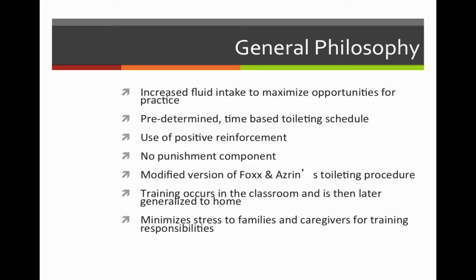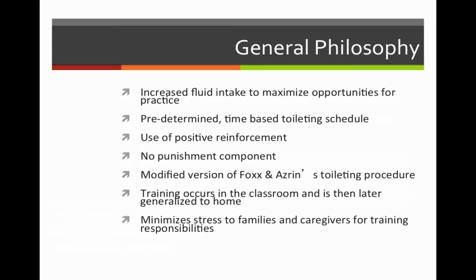Okay, so just so you know, this is coming from Fox and Azrin. It's the toileting procedure. And then the idea that, again, the home and the classroom are working together. They're both doing this. You're both on the same plan. You'll see forms in a minute where parents sign off on this and that they're going to try things. They're going to use the same data sheets. This is not going to be successful if we're just doing it at school.